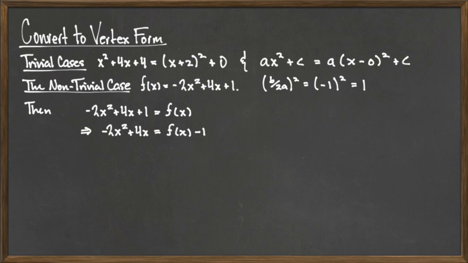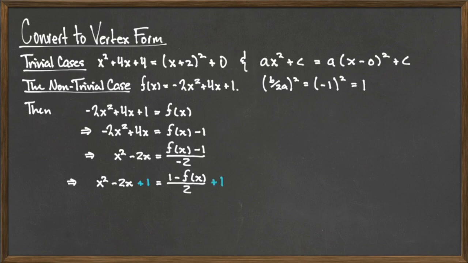And then the first step of completing the square says to take your constant term and move it over to the right hand side. Now I have an a value not equal to 1, so I'm going to divide everything by the a value of negative 2. This gives me x squared minus 2x equals f of x minus 1 divided by negative 2. Now I'm going to add our b over 2a squared term to both sides. Since in our case that's a 1, I add a 1 to both sides. This gives me x squared minus 2x plus 1 equals 1 minus f of x divided by 2, quantity, plus 1.